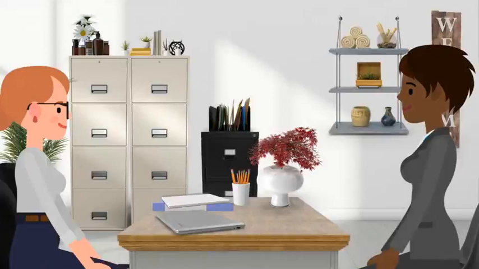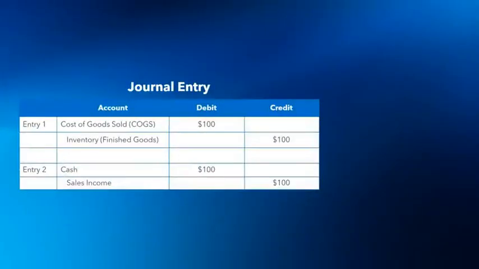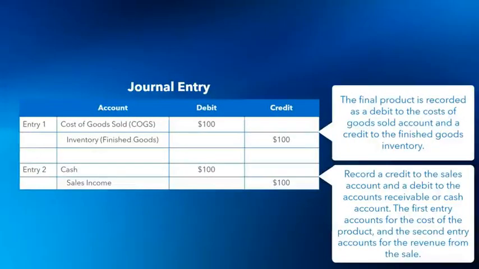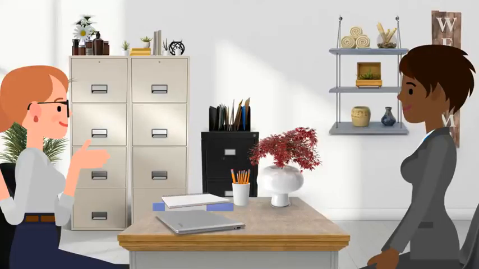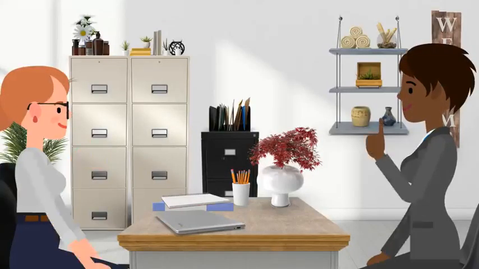So how do we record this now? Well, now, it's recorded as cost of goods sold. That's not so difficult. A piece of cake.